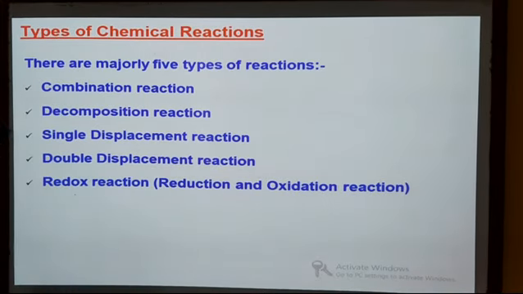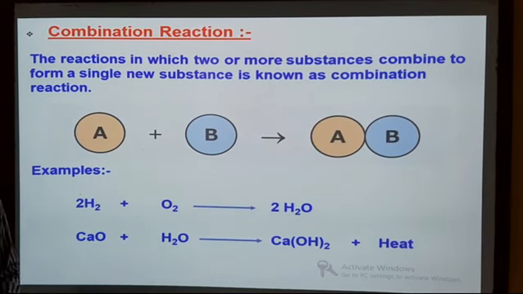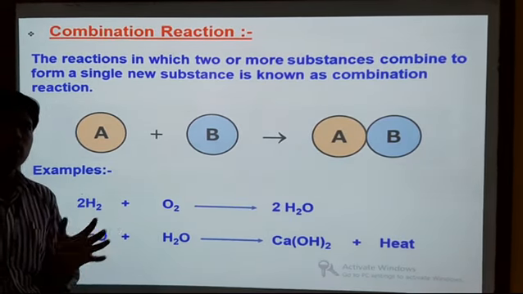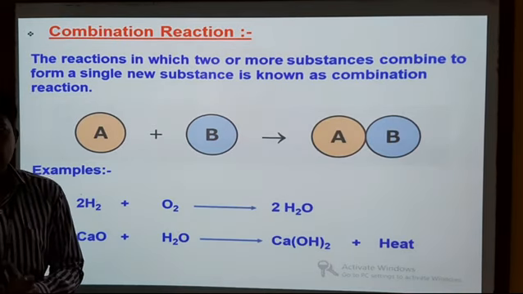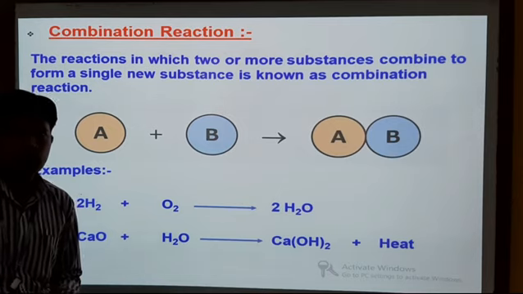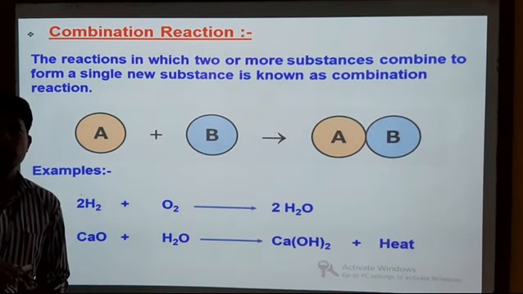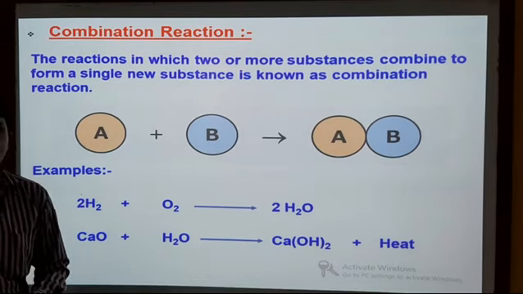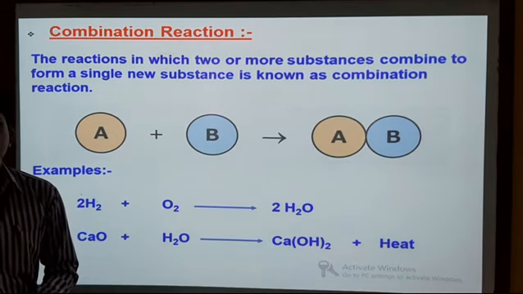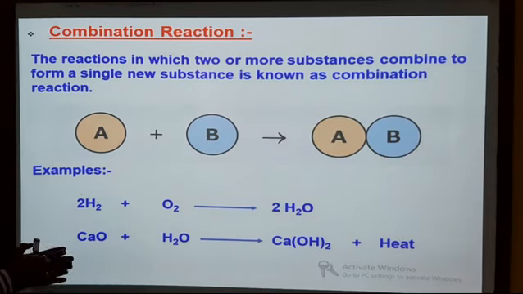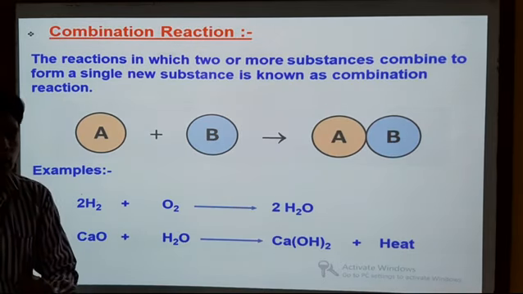Now students, the word combination itself tells about the reaction. Combination means to combine. So what is happening over there? There will be combining of substances. How it will combine? Just like in maths, 2 plus 2 is equal to 4. 4 plus 4 is equal to 8. 2 plus 2 plus 2 is nothing but 6. Similarly here the elements, compounds will start combining to give you a single product.